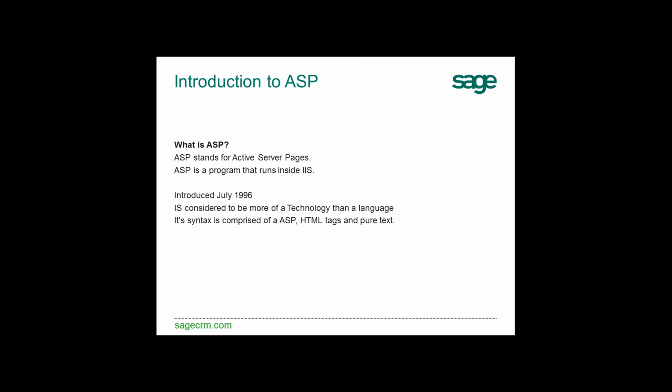Now ASP is the example of the scripting pages that we use, and it stands for Active Server Pages, and it is an extension that is actually a filter running inside IIS. What that means is that when IIS is running and a request comes in to an ASP page, the web server identifies the type of file.